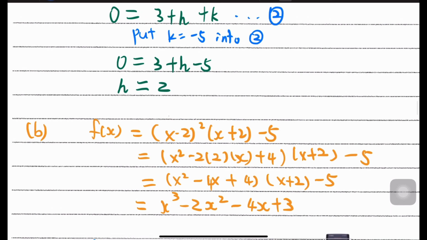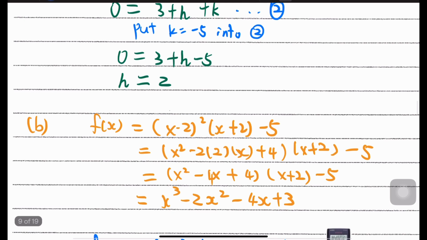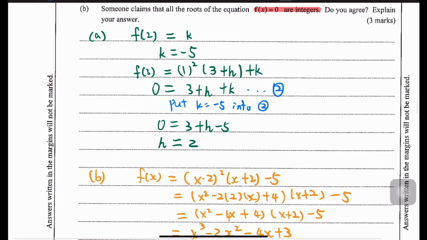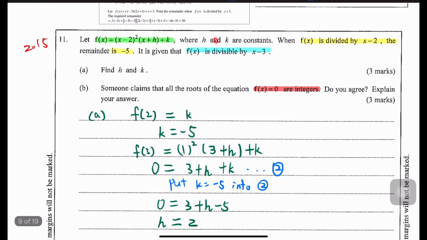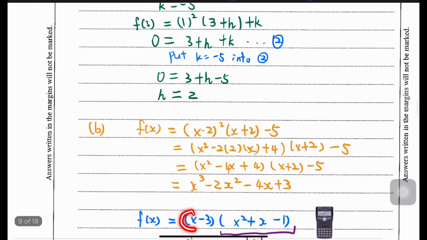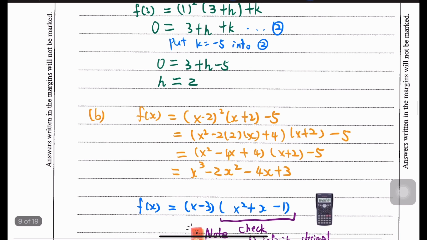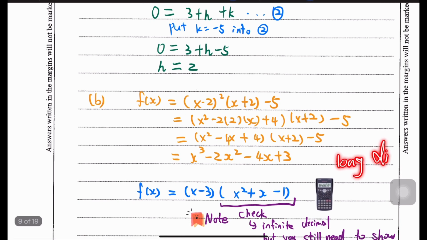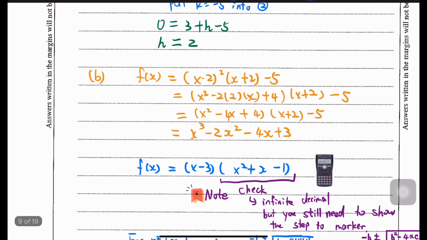So after you figure out the general form of f(x), now we are doing the factorization. How to do the factorization? First, find the factor. The question already tells us it's divisible by x minus 3. It means that x minus 3 is a factor. So we write x minus 3, and then the quotient. How to find the quotient is using long division. You should already know how to do long division. If you don't know, I will do it at the end of the video and teach you again.